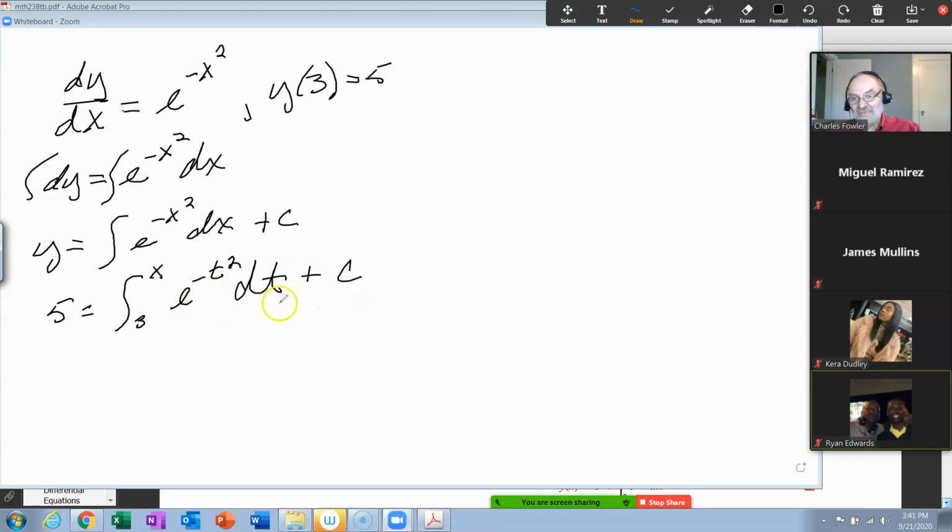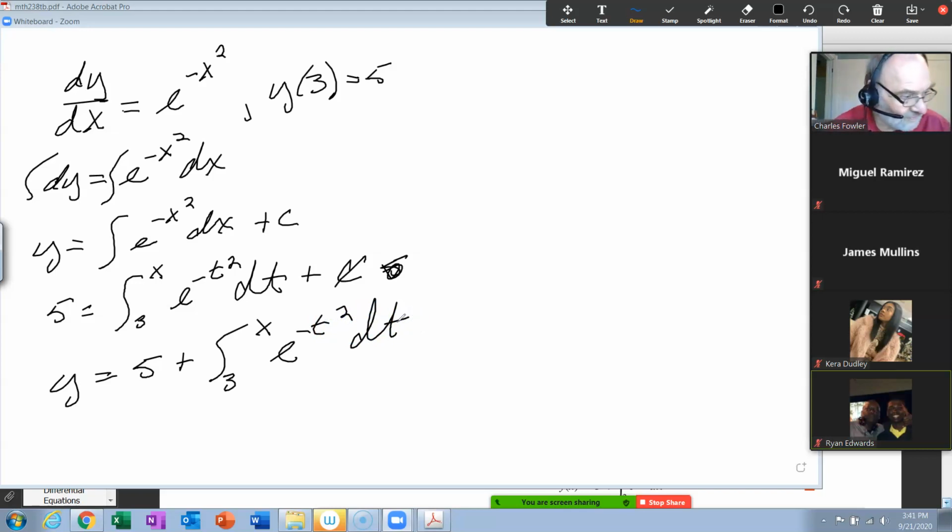And for this, okay, when x is equal to 3, this integral goes to 0, and that leaves your y is equal to 5. So this makes this, well, I shouldn't have written it there. I should have left it the way it was. So our solution is y is equal to, and they usually write this first, I don't know why, 5 plus the integral from 3 to x of e to the minus t squared dt. And that, by the way, is how you have to leave it. There's just no other way to express it.